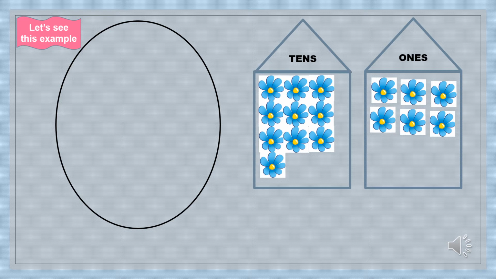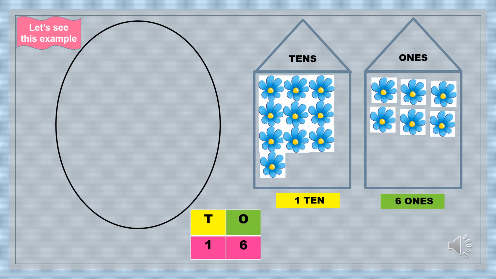Okay, so what we can see now, we have 1 ten in this tens house and 6 ones in this one's house. So what is the number here? The number is 16. If we write it in tens and ones columns, in tens house we have 1, so we write 1, and in ones house we write 6. So the number is 16 over there.